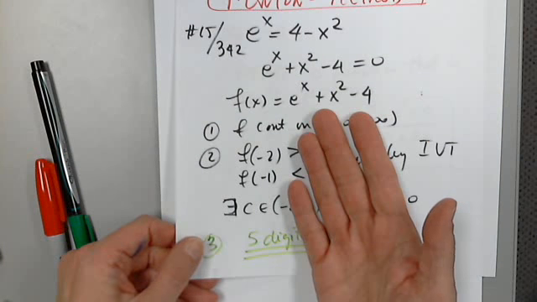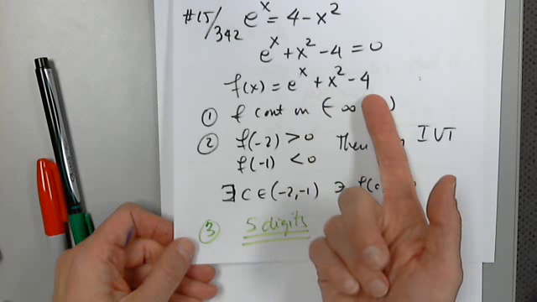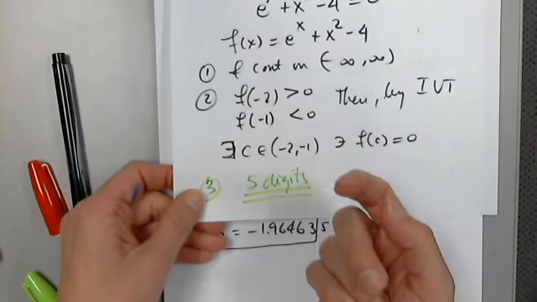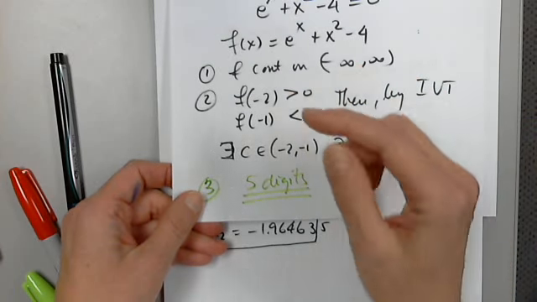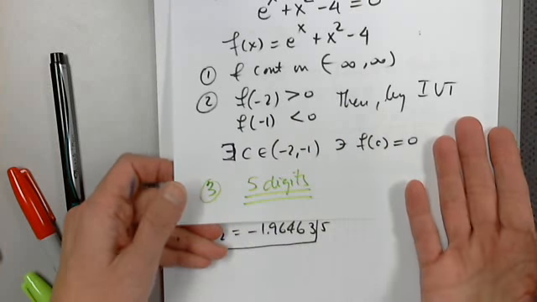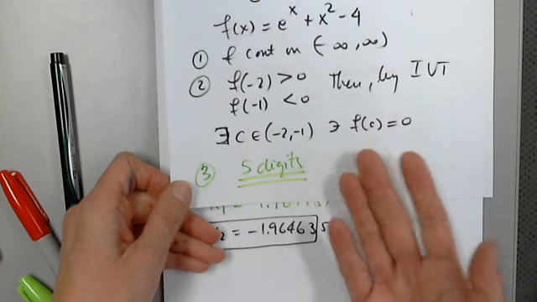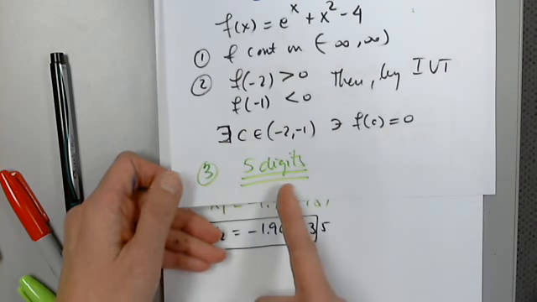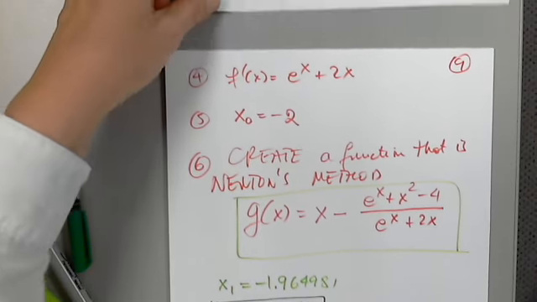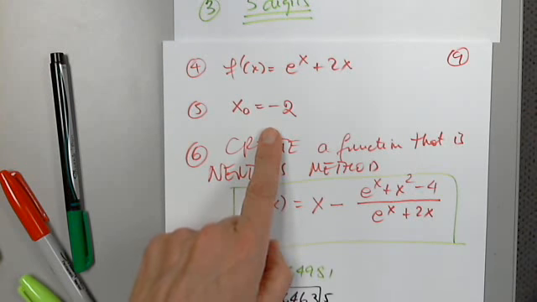We denoted the function by f of x. We know it's continuous as a sum of continuous functions. We found an interval in which this continuous function changes sign. And then we said by IVT there must be a solution between -2 and -1. Fine. We decided 5 digits accuracy. We determined the first derivative, and we had a starting point, either at -2 or at -1.